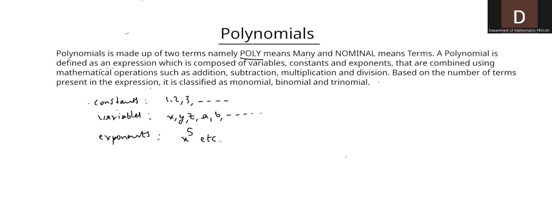And one more example, suppose the expression is in the form of 2x square plus 3y plus 2. Here we observe that there are three terms. 2x square is one term, 3y is another term, and 2 is another term. Here the expression contains three terms with variables, constants and exponents. Here 2 is the coefficient, 3 is the coefficient.